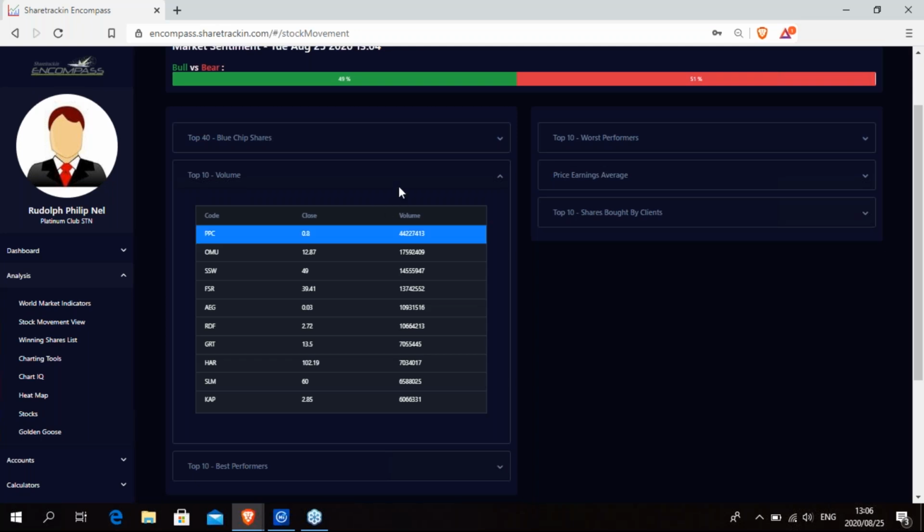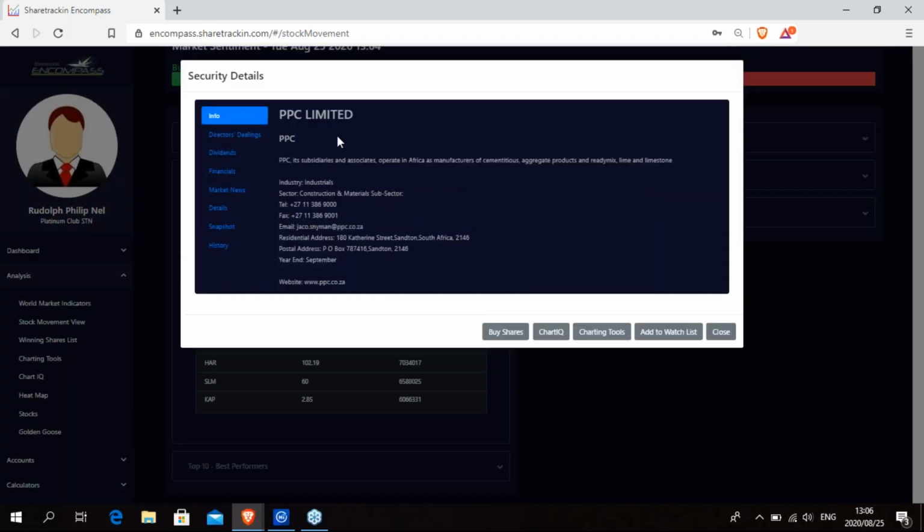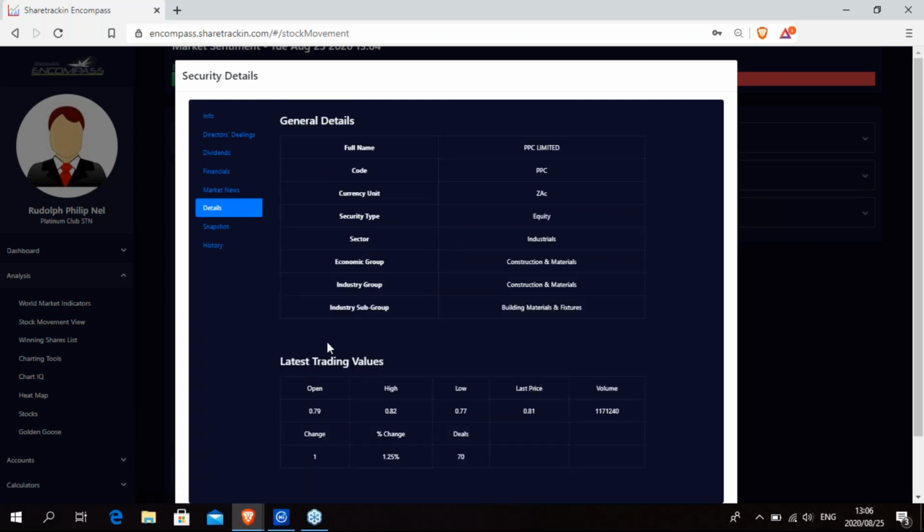Now, volume is basically the amount of shares that's been traded for the trading day. Now, if you want to see the amount of deals that's been done for the transaction day, all you're going to do is you're going to click on that share, like for instance, PPC Limited, and you're going to go to details, and it will show you what happened for today right here by latest trading values. It will show the opening price, the highest price, the lowest price for today, the last trading price, the volume that it traded so far for today, and then the change in rand, change in percentage, and then the deal. So that's the amount of deals that's been done with that amount of shares. Okay.